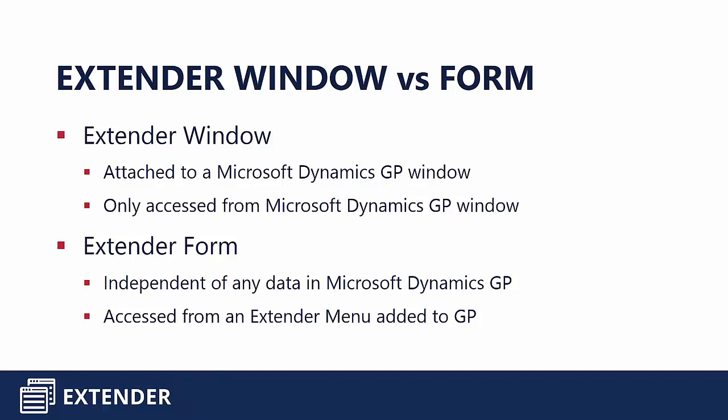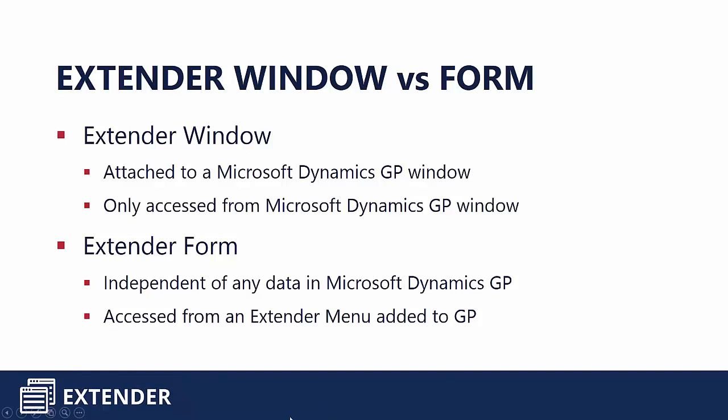A form in Extender, on the other hand, is really independent of any of your GP setup and any GP data. We create our own menu. So you add a new menu under cards or transactions, wherever you'd like it. And then we add our forms to that new menu. Now I can pull GP data into it, but it doesn't have to be. It can be like your own little module that you're building, and I'll show you examples of that as well. Just want to clarify that there are two different ways we can do that. It's going to matter what you want to capture, and what's the best way to do that in your environment.